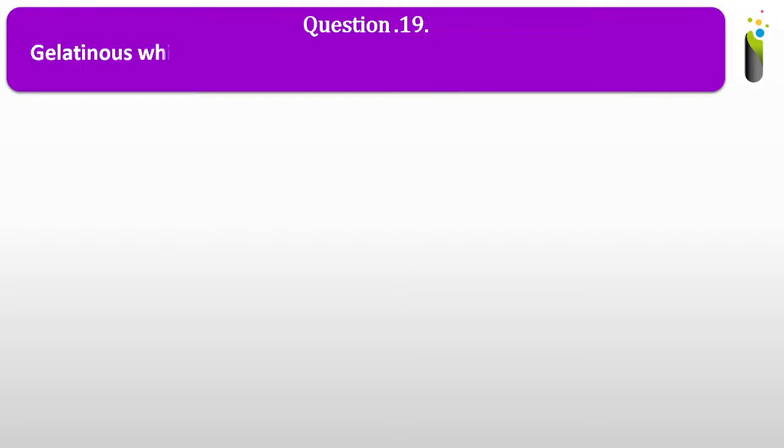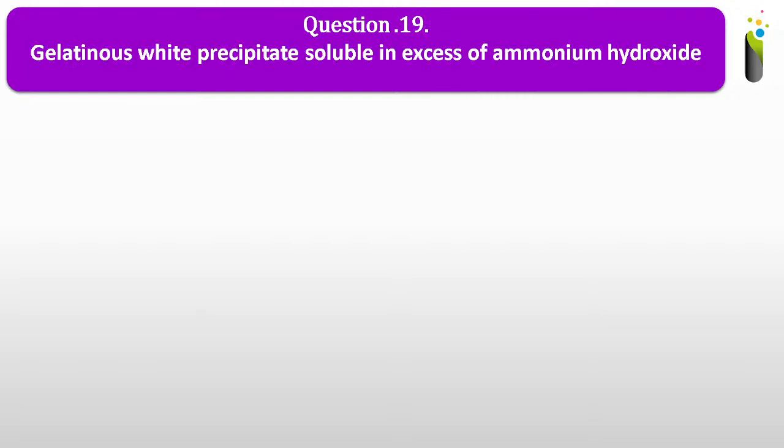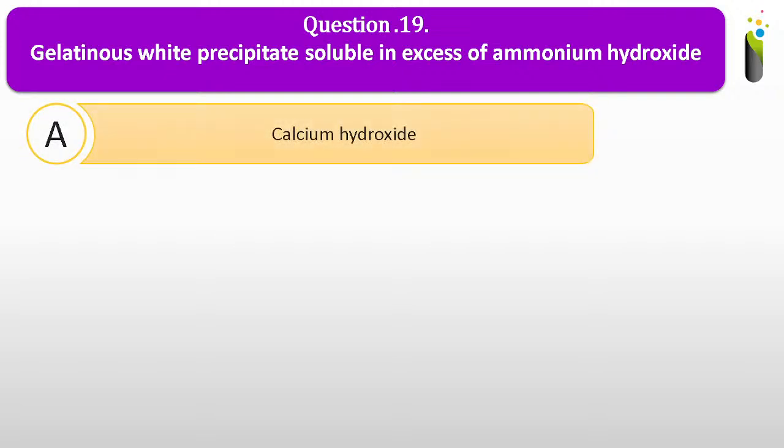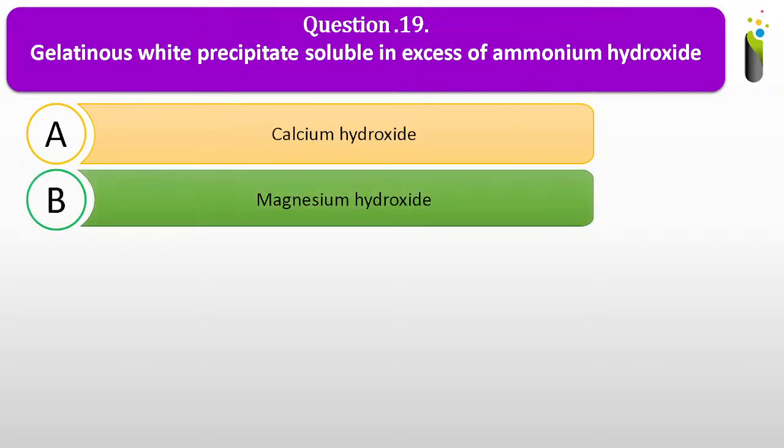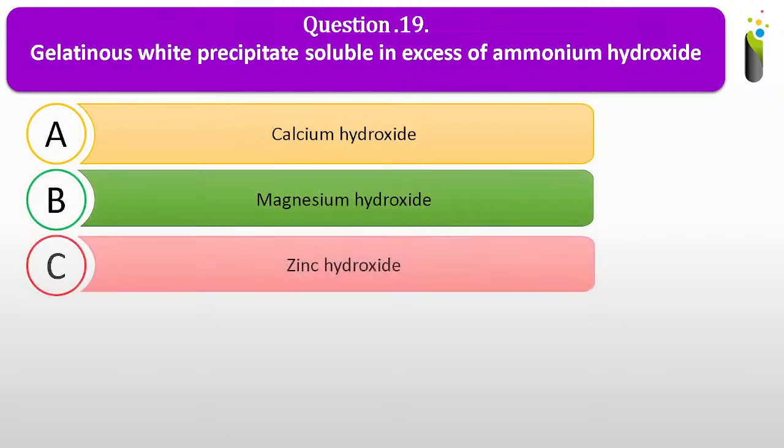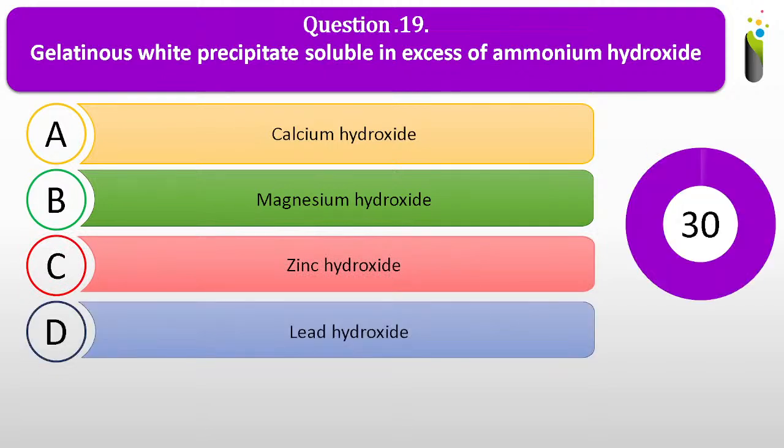Question number 19. Gelatinous white precipitate soluble in excess of ammonium hydroxide is dash. A. Is it calcium hydroxide? B. Is it magnesium hydroxide? C. Is it zinc hydroxide? D. Is it lead hydroxide?